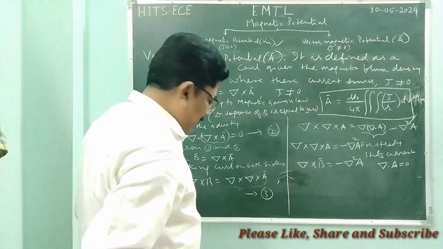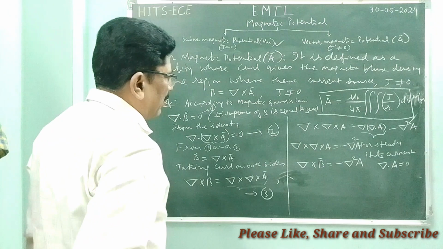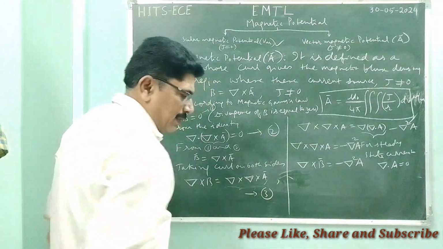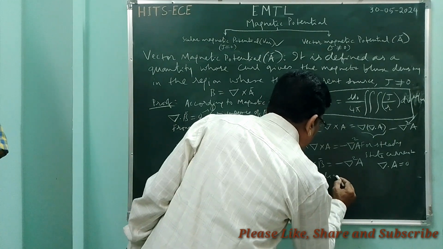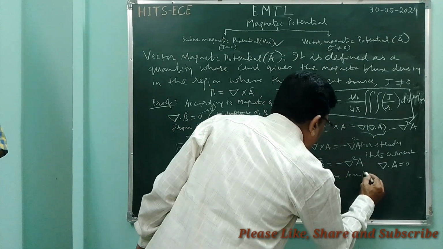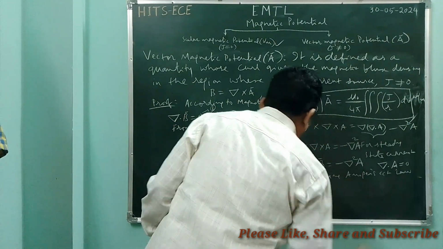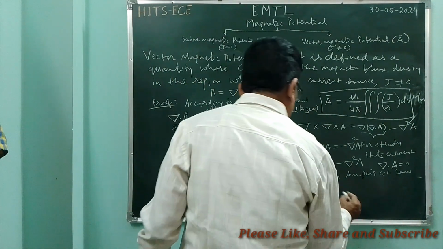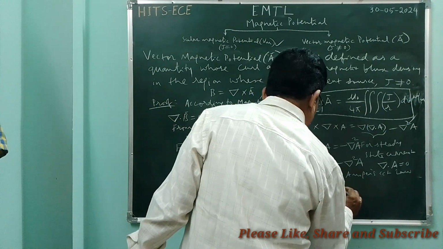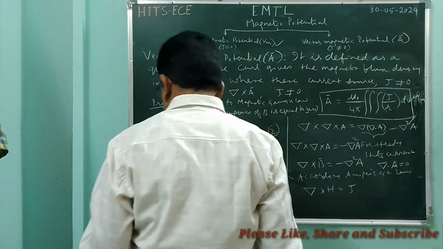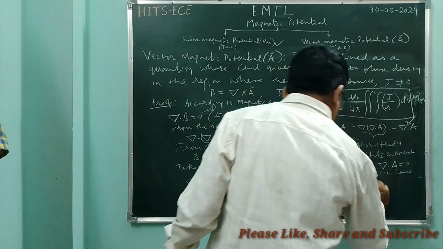According to Ampere's law, del cross H is equal to J. This you can prove here.